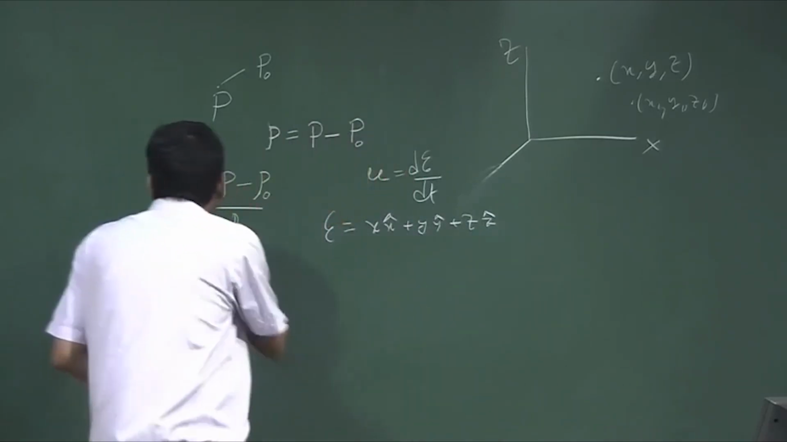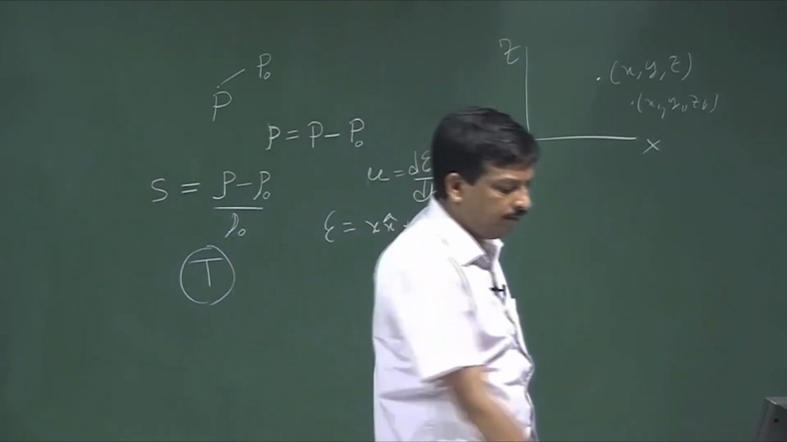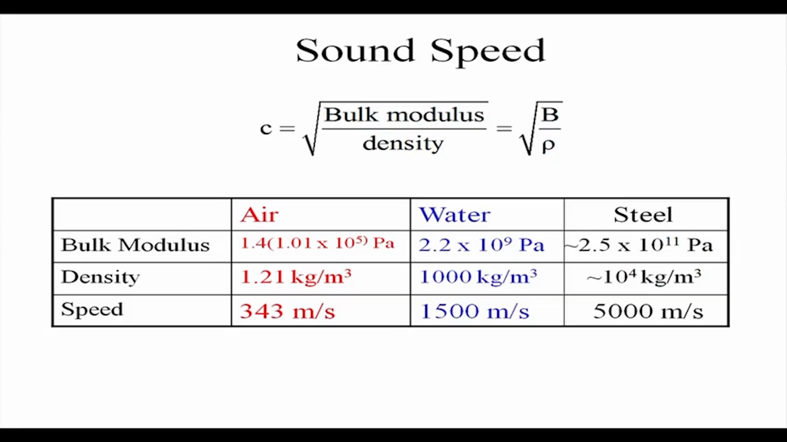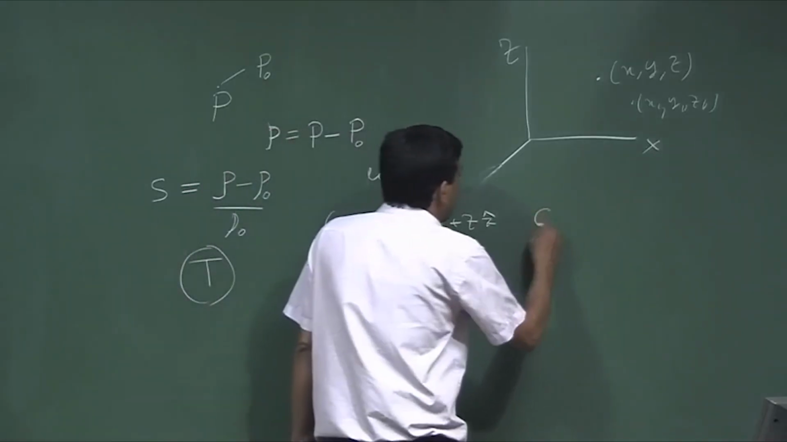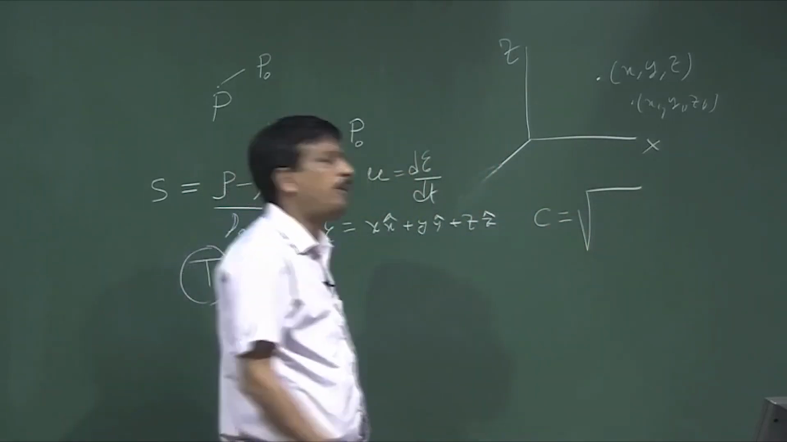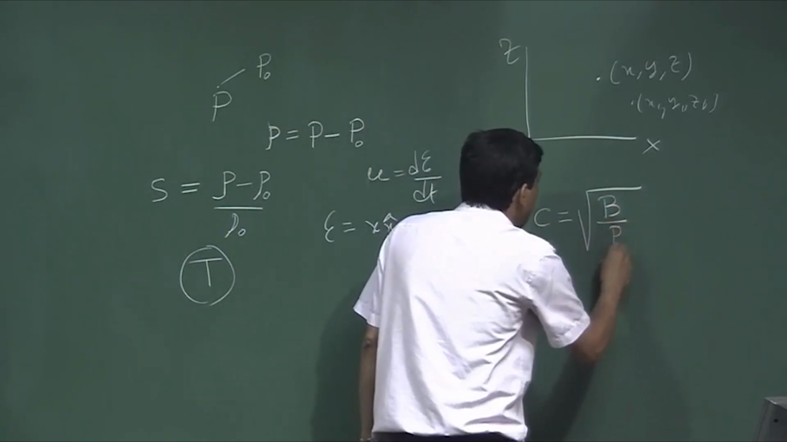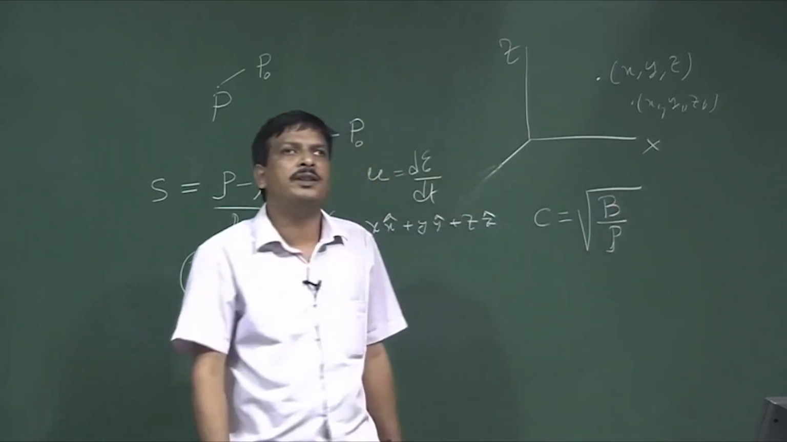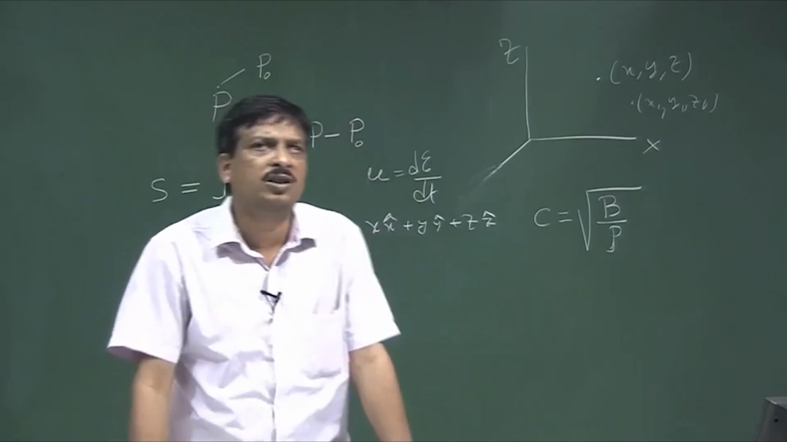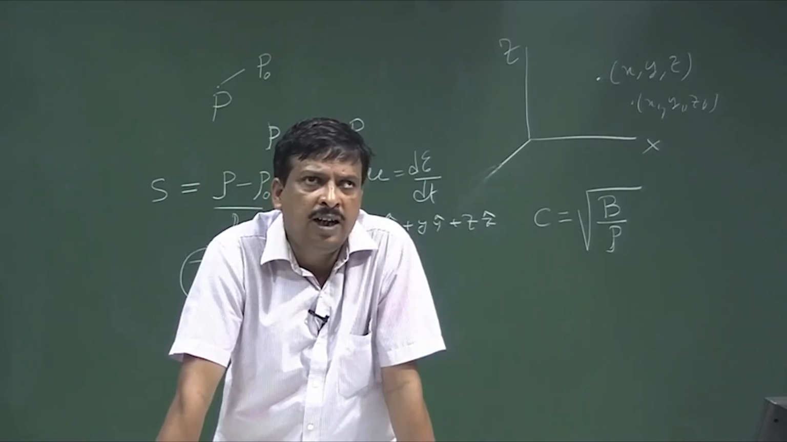So, T is the temperature, which is in Kelvin scale. Okay. Now, what is the velocity of the sound? If you see, the velocity of the sound is nothing but the square root of bulk modulus divided by density, the density of that medium. So, the velocity of the sound is root over of bulk modulus divided by the density.